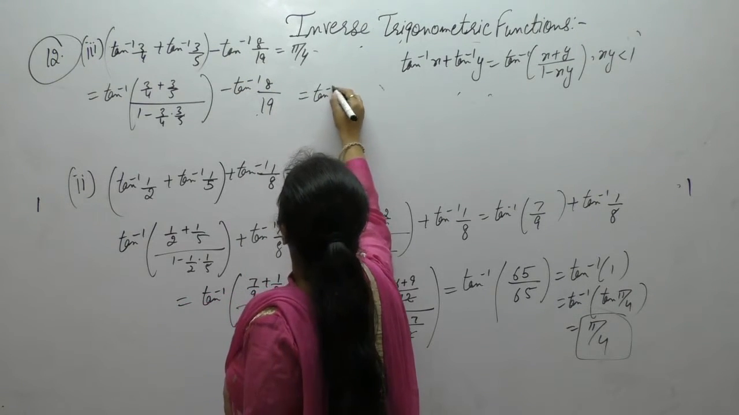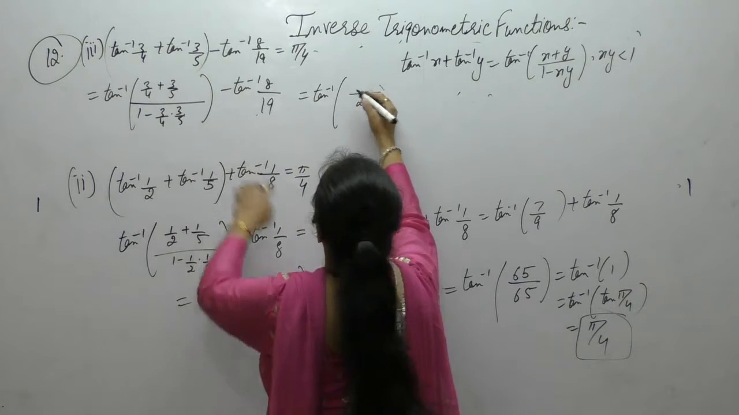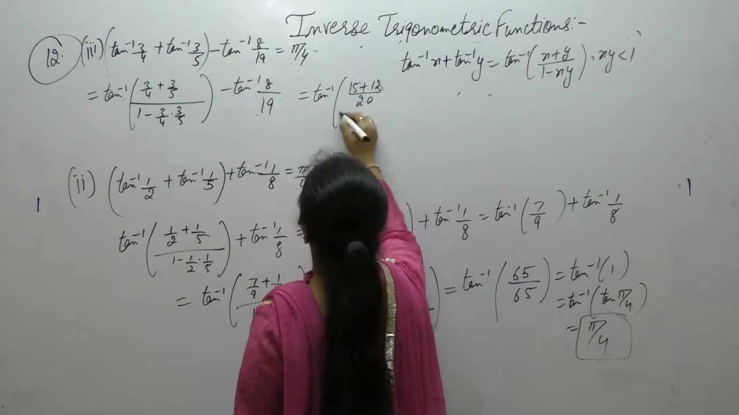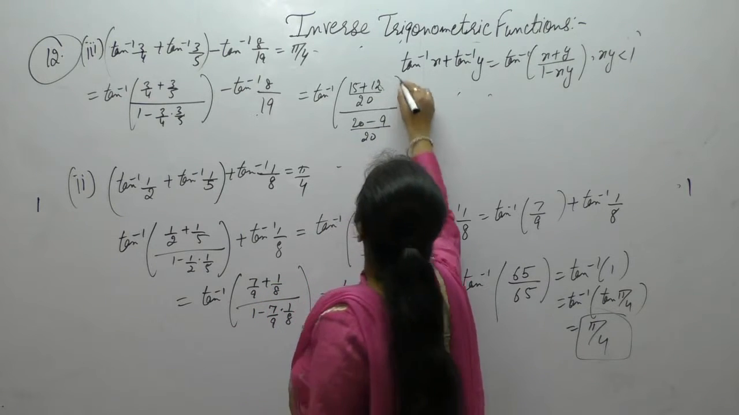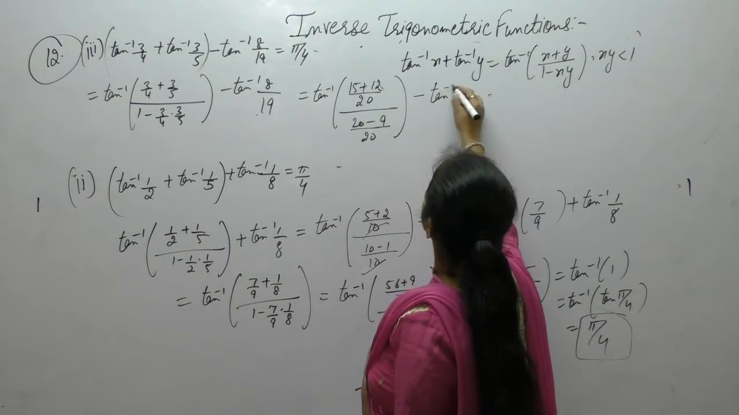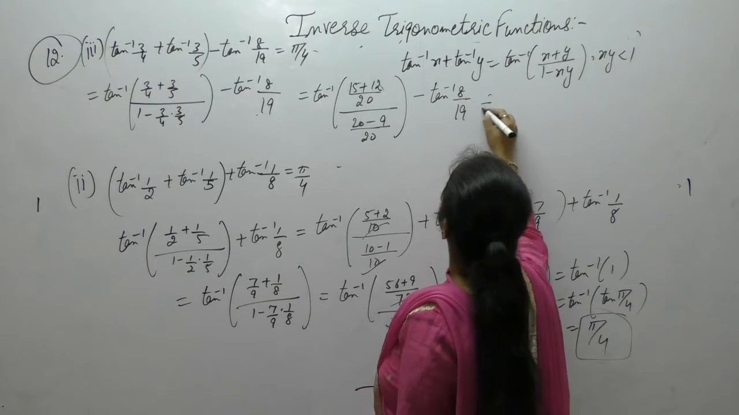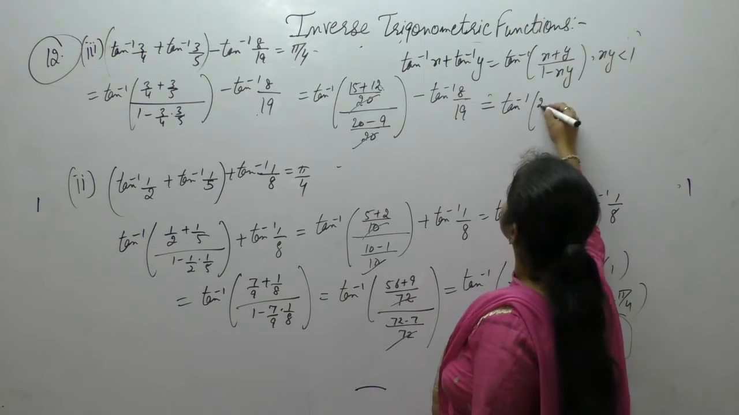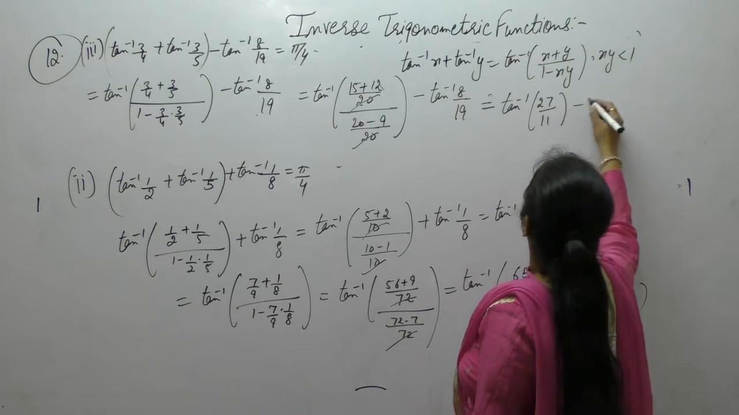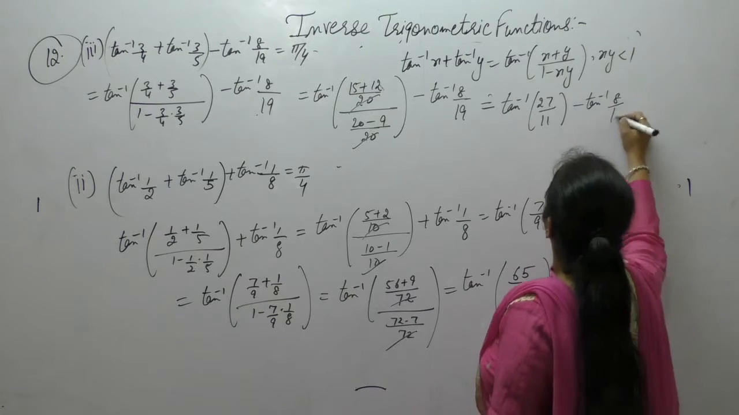So what we get? Take the LCM: 5 into 4, 5 into 3, 4 into 3, 5 into 4 is 20. So 20 minus 3 into 3 is 9, minus tan inverse 8 by 19. So tan inverse minus tan inverse 8 by 19.